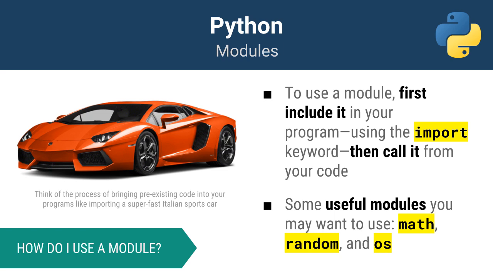To use a module, you use the import keyword, followed by the name of the module that you want to include in your program. Once you have imported the module, you will be able to use it by referring to it in your code. There are innumerable modules out there, but most Python programmers begin by using common ones such as math, random, and OS.